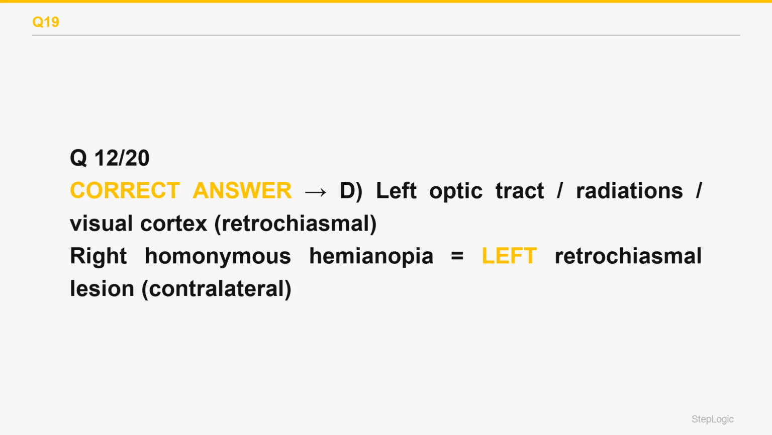Map the visual pathway lesions. A lesion of only the optic nerve before the chiasm causes monocular blindness in that eye. A lesion at the optic chiasm, e.g. a pituitary tumor, causes bitemporal hemianopia, loss of both peripheral fields from the crossing nasal fibers. A lesion behind the chiasm, in the optic tract, radiations, or cortex, causes a contralateral homonymous hemianopia. The right homonymous hemianopia localizes to a left retrochiasmal lesion.